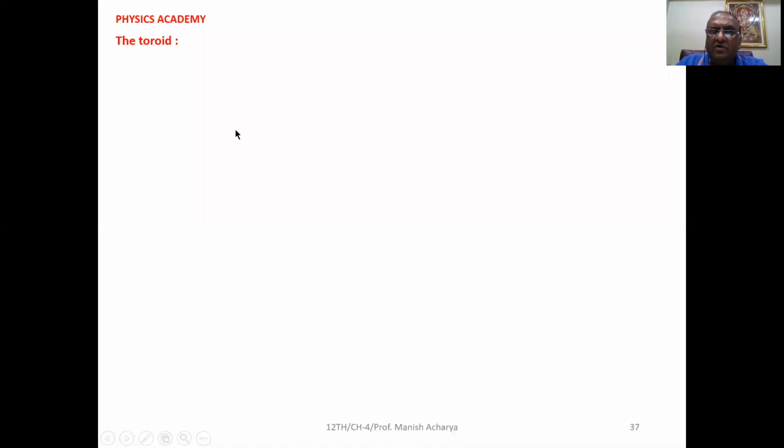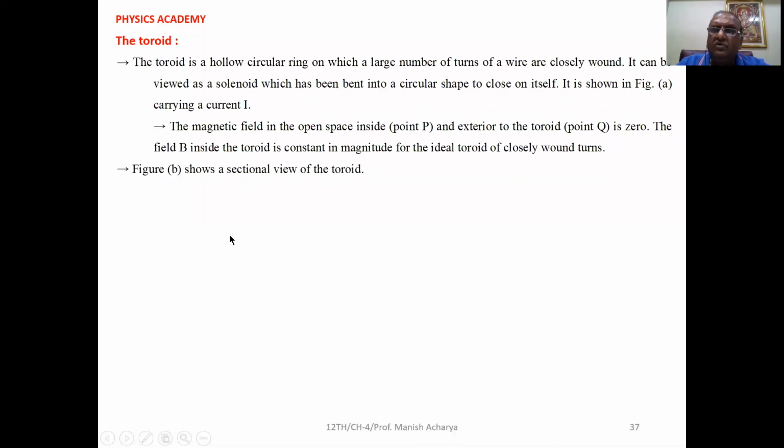Now, toroid. A toroid is a hollow circular ring on which a large number of turns of wire are closely wound. It can be viewed as a solenoid which has been bent in a circular shape. Suppose we have a solenoid and it is bent in a circular shape and closed end to end, then we can say it is the toroid.